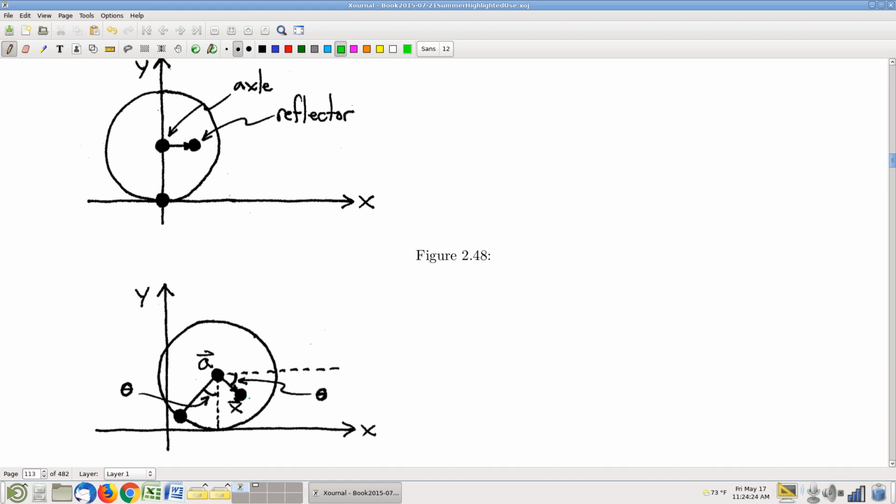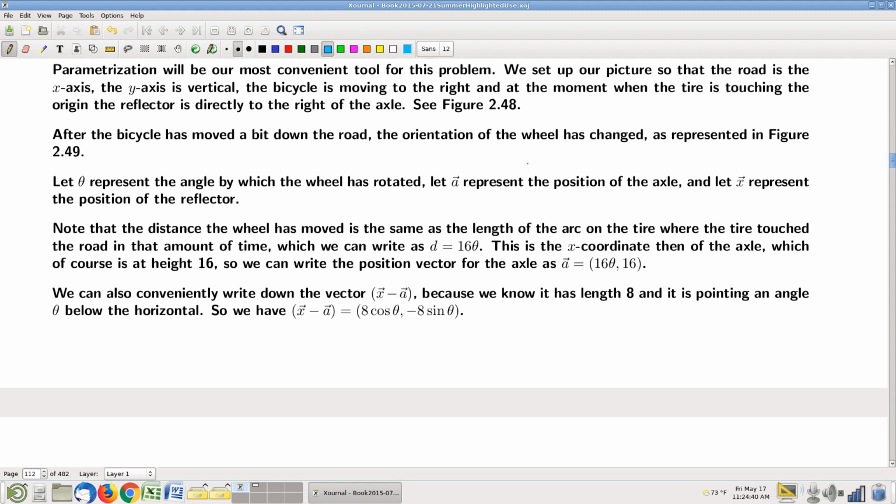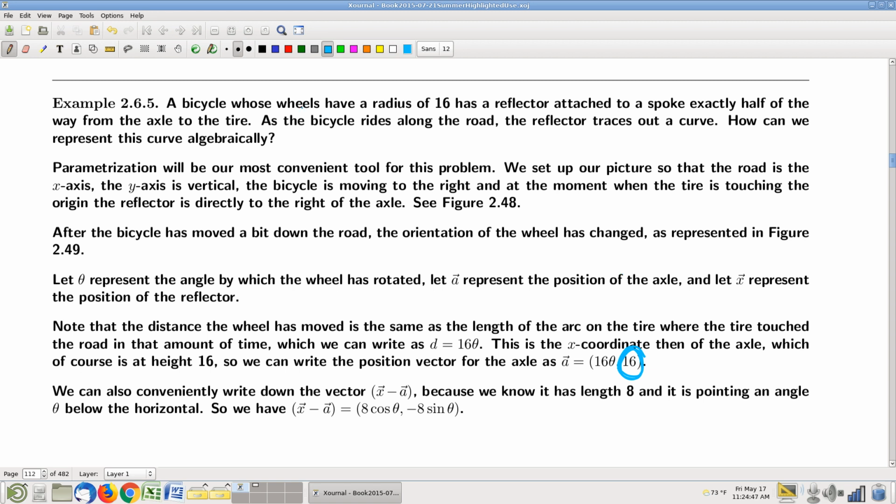Okay. Right. So, what is the position of our axle? Its y-coordinate is just constant. Right? The y-coordinate is, let's see, where did I write this down? The y-coordinate is 16. Let's see, the details of this scenario. The wheels have radius 16, and the reflector is exactly half of the way from the tire to the axle. Okay, so 16. There's going to be an 8 showing up at some point. Okay. Everybody on board so far? The axle has y-coordinate that's constant at 16.